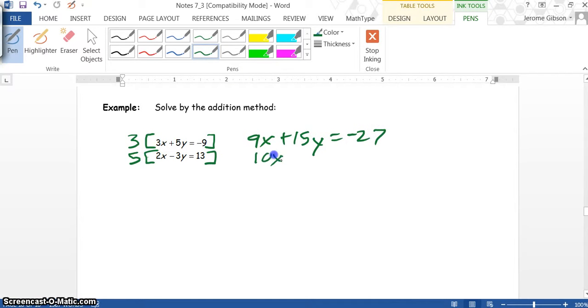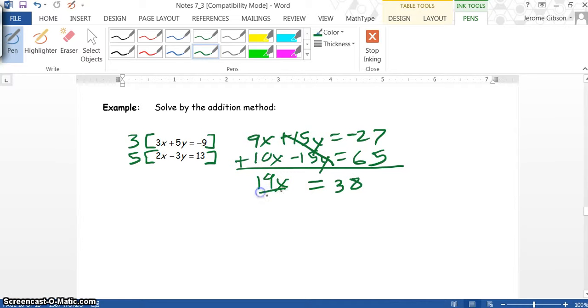5 times 2x is 10x. 5 times a negative 3y is a negative 15y. And 5 times 13 is 65. And we would add these two equations together. 19x. These y's simplify out to 0. Negative 27 plus 65 will give a positive 38. We divide each side by 19, and x is 2. So I picked the top equation this time to substitute in 2 for x.